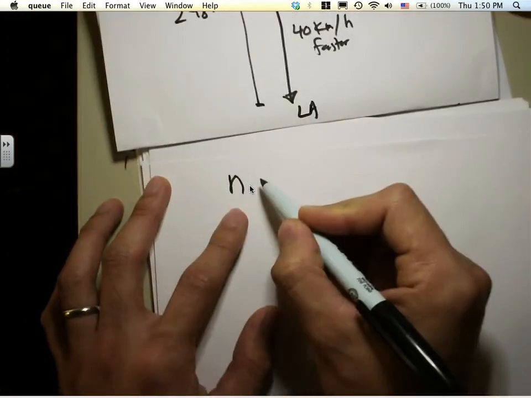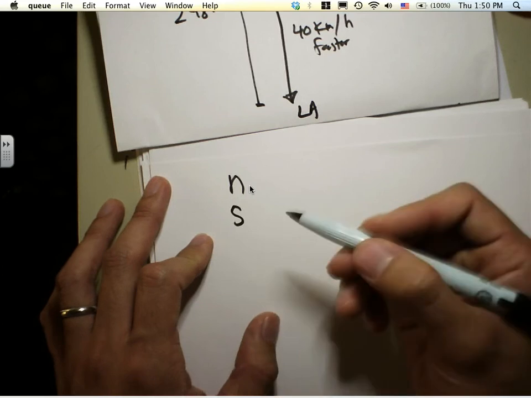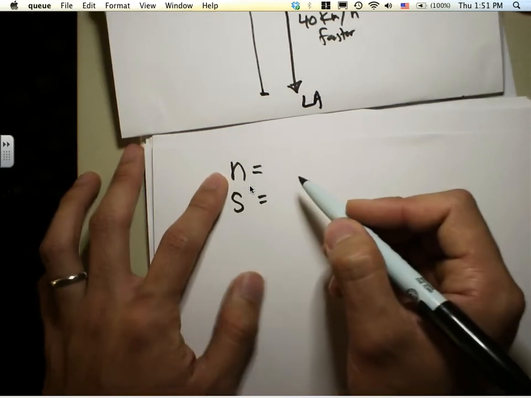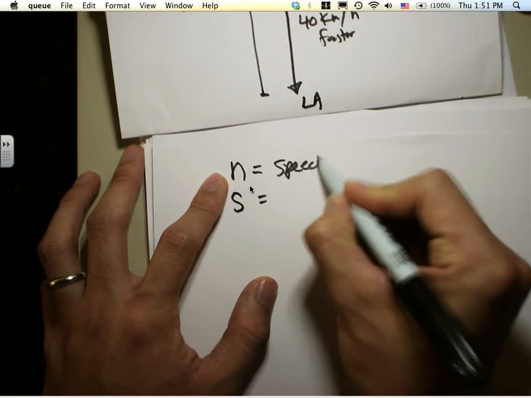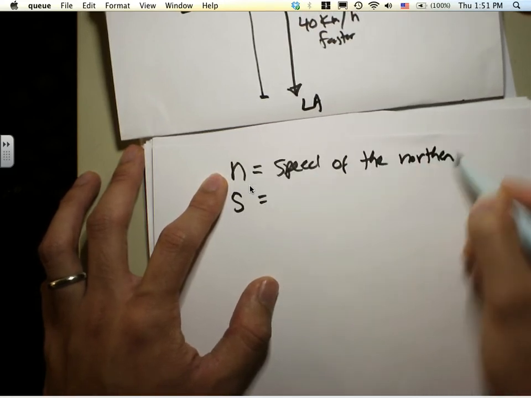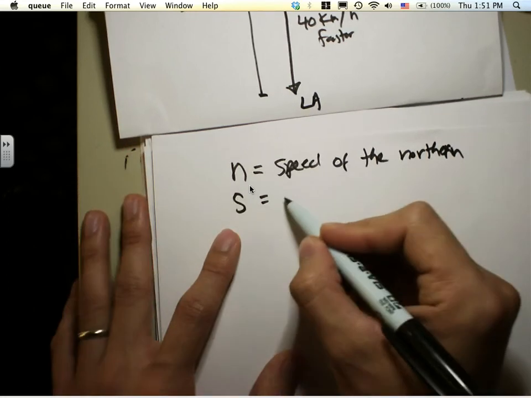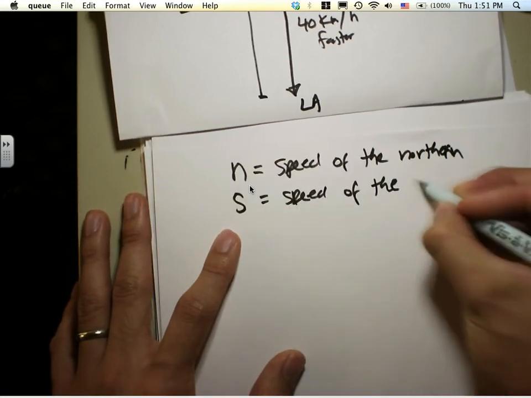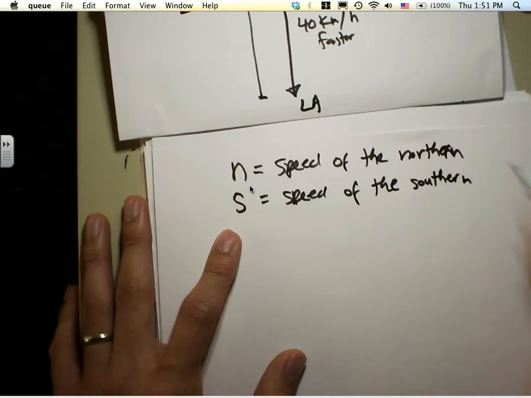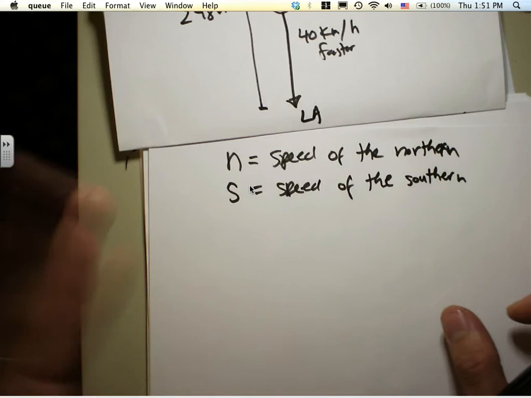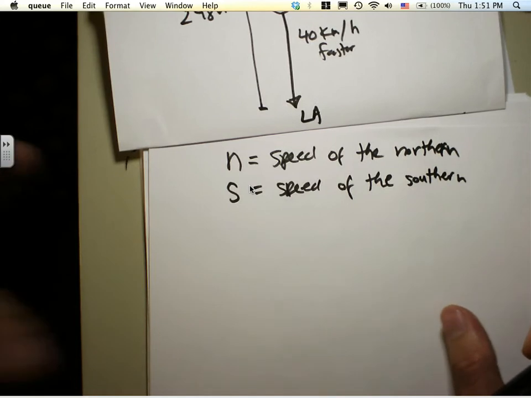So let's declare this. Can I use N for northern and S for southern? Very good. So if I'm going to use N, how do I say what N is? What do I write? Speed of the northern, right? And what about the S? Speed of the southern, okay. Immediately, if you see a pattern, every time I declare the variables, variable one, variable two, I will definitely be using them right away.